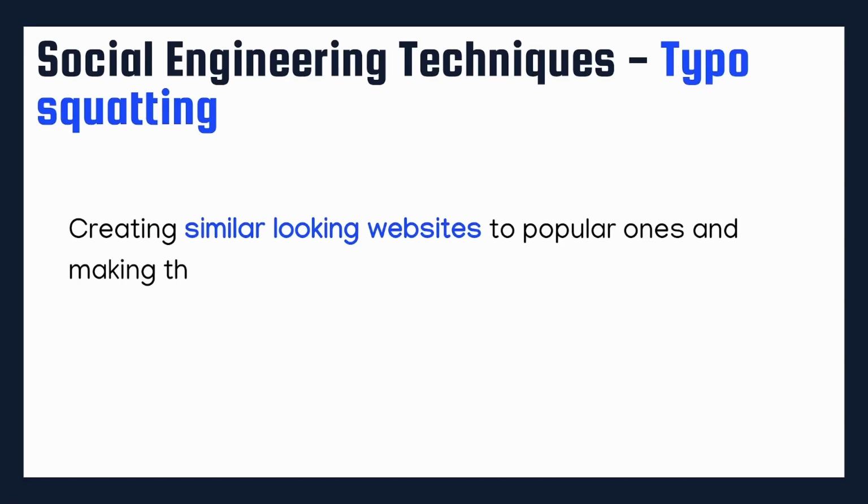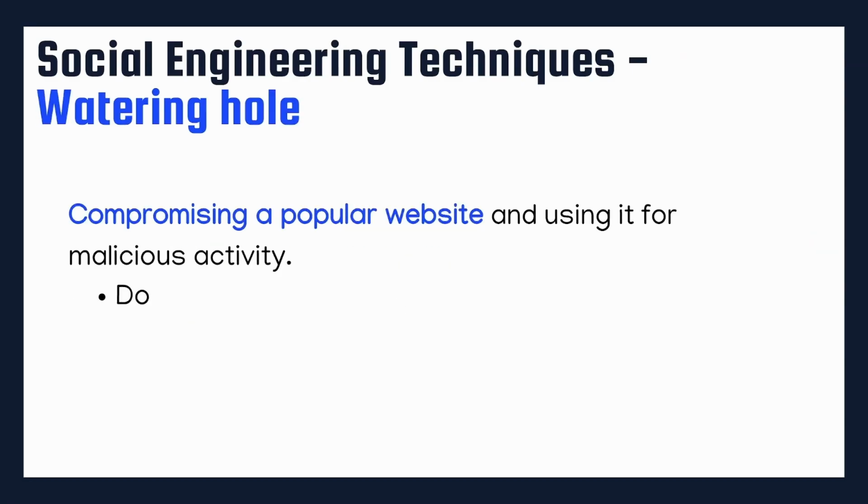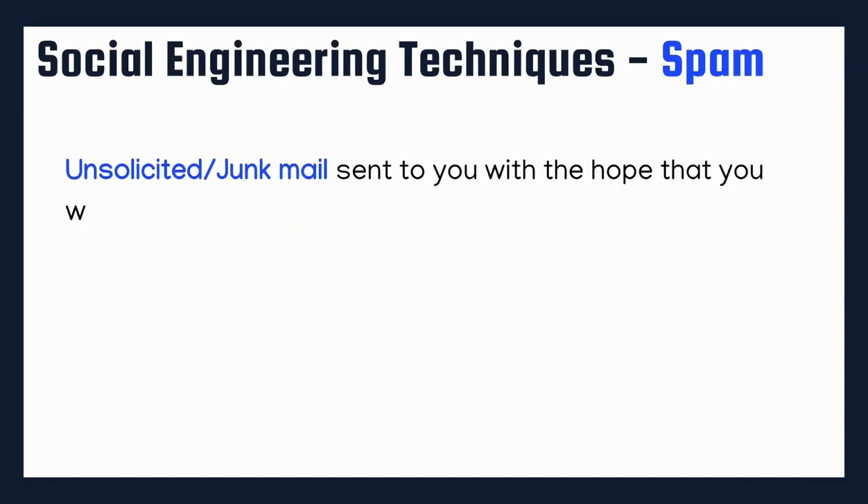Typo squatting is the process of creating similar looking websites to popular ones and making the website URL similar to it. You then rely on users incorrectly typing in the link so that they land on your page instead. Watering hole is where you compromise the original website and use it to host malicious activities such as downloading malware and harvesting credentials. Spam is also treated as a social engineering attack.